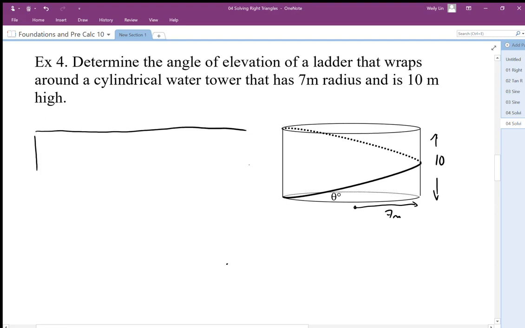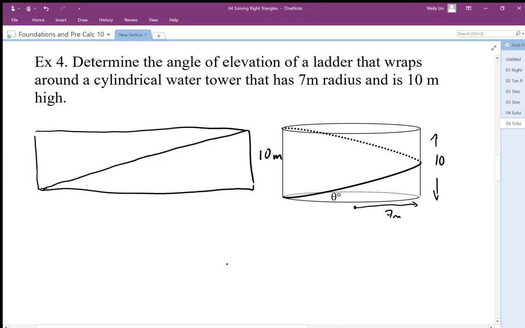Okay, so if I flatten it out, I end up with the height still being the same, so I have 10 meters of height. But now this length here, and I'm just going to draw this staircase in here. There is my angle in 2 dimensions. So that's the angle that I'm looking for. What's missing though is I need to find the base length here. And that base length is going to be based on the circumference of this circle. That's how we get this edge length here.